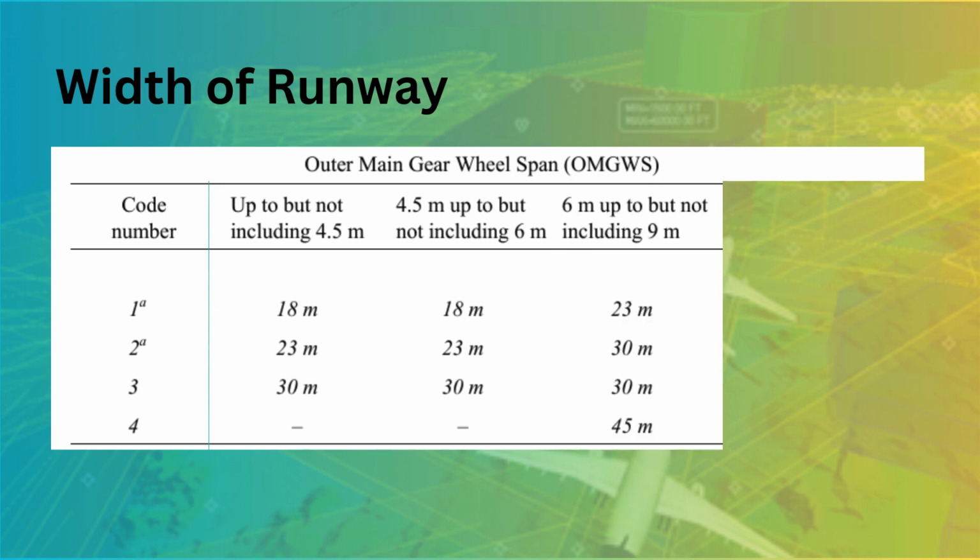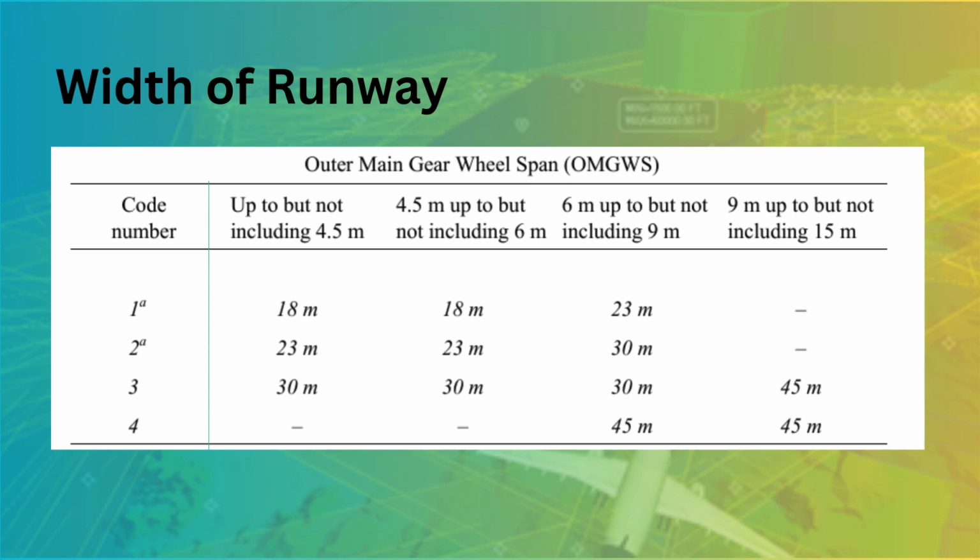Now, if the outer main gear wheel span of the aircraft is 6 meters up to but not including 9 meters, then the width of runway for code number 1 would be 23 meters, for code number 2, 30 meters, code number 3, 30 meters, and code number 4, 45 meters. If the outer main gear wheel span is 9 meters but up to but not including 15 meters, then code numbers 1 and 2 cannot serve such aircraft, but code number 3 will have a runway that is 45 meters wide, and 4 will also have the same runway.